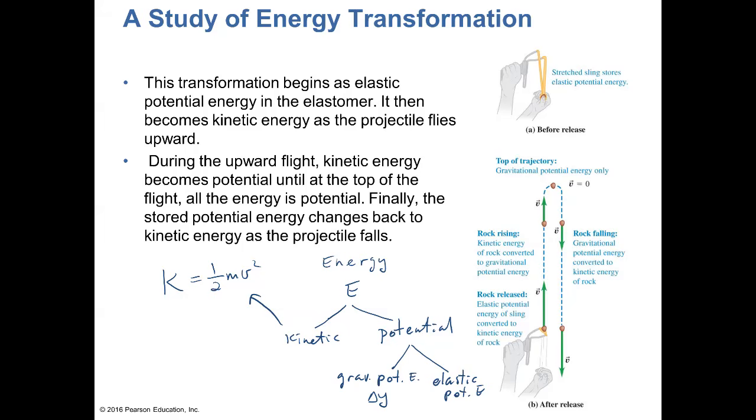Capital U is what we use for the potential energy. So here's the equation for the gravitational potential energy: it's mgy. That is mass times gravitational acceleration times vertical position. To make sure that we know that this is a gravitational potential energy, we use a subscript G. So gravitational potential energy is equal to mg times vertical position.